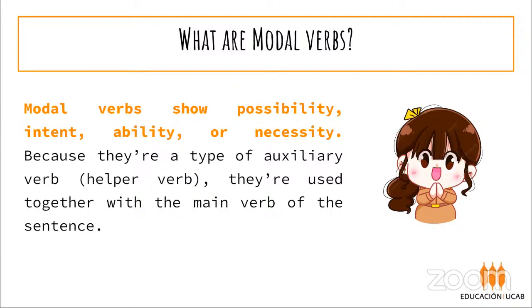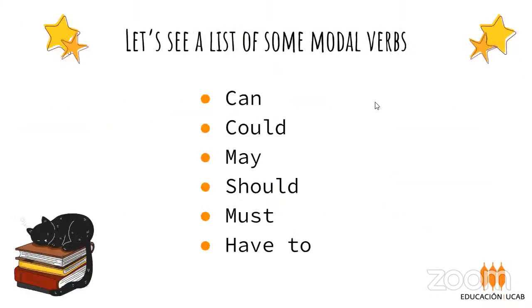Okay, what are modal verbs? Modal verbs show possibility, intent, ability, or necessity, because they're a type of auxiliary verb, helper verb. They're used together with the main verb of the sentence. Let's continue. Well, in this class, we are gonna see 6 modal verbs: can, could, may, should, must, and have to.